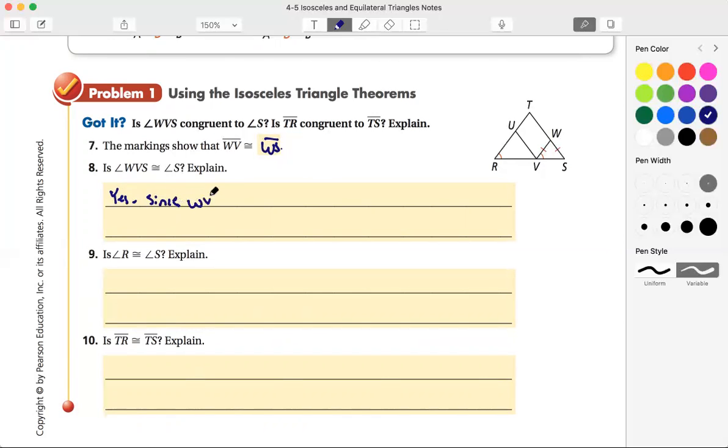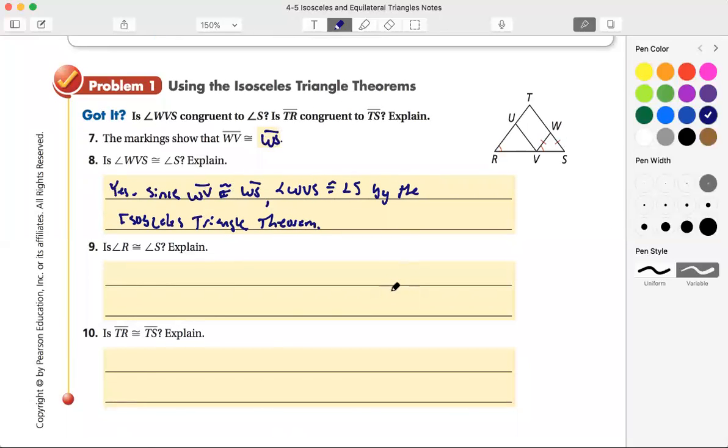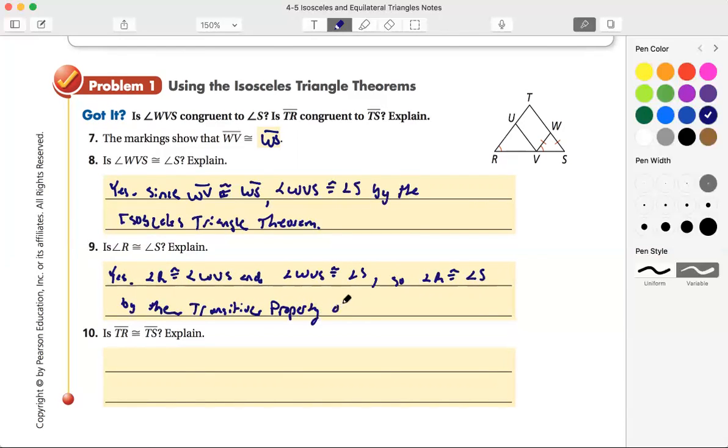Since WV is congruent to WS, angle WVS is congruent to angle S by the isosceles triangle theorem. All right, is angle R congruent to angle S? Well, look at this. I just proved S is congruent to this one, and this is marked to R. So I'm going to say yes. Angle R is congruent to angle WVS, and angle WVS is congruent to angle S. So angle R is congruent to angle S by the transitive property of congruence.